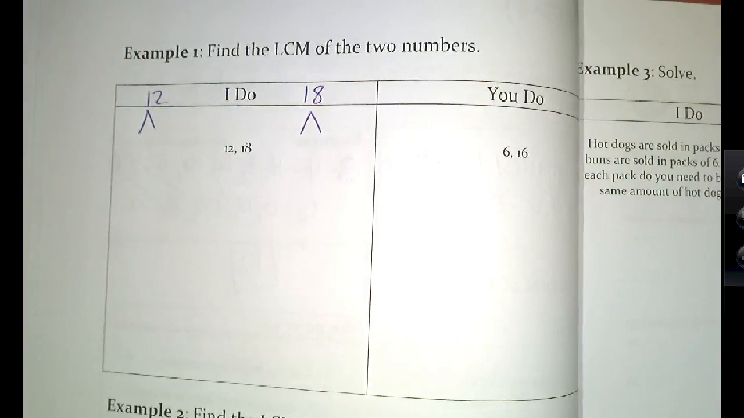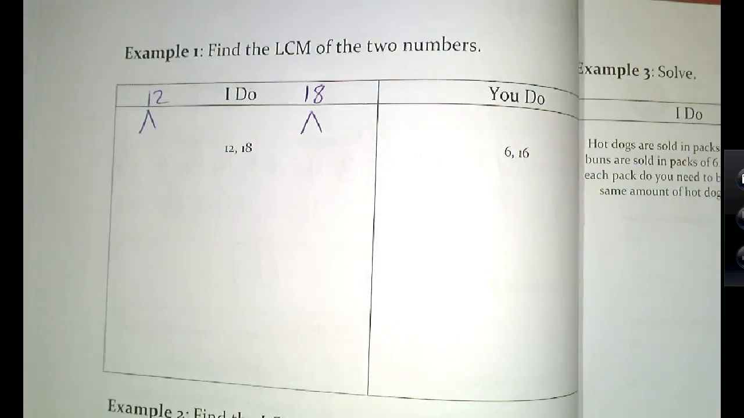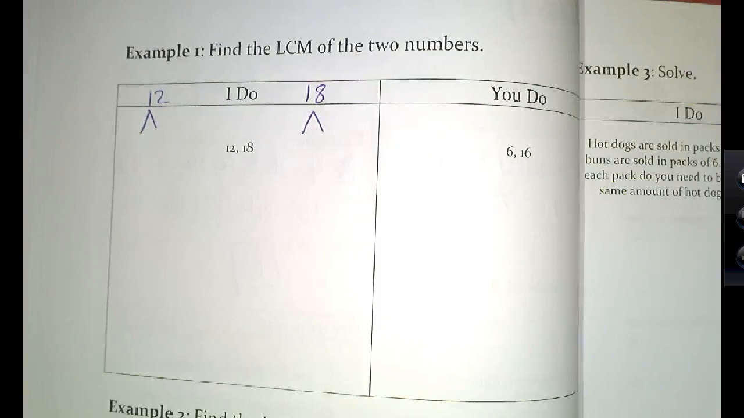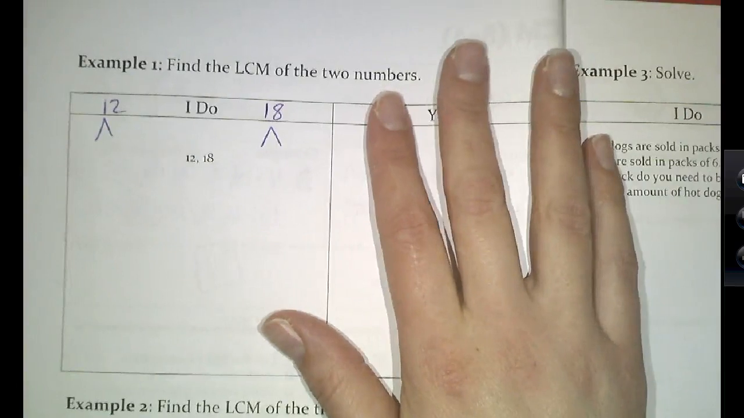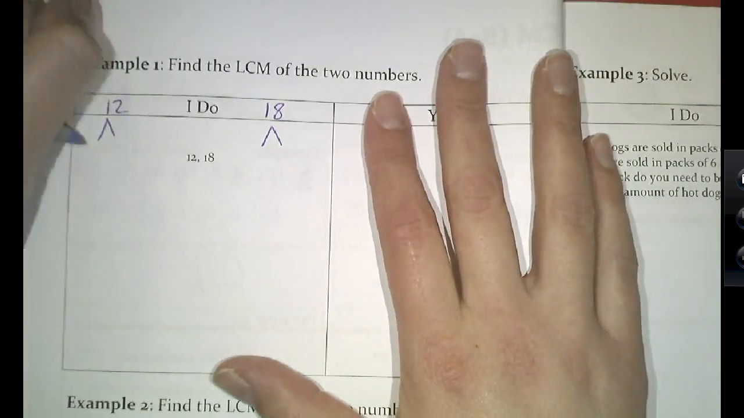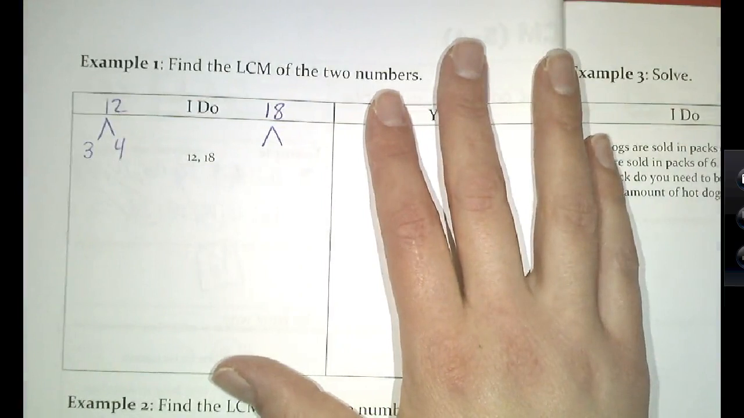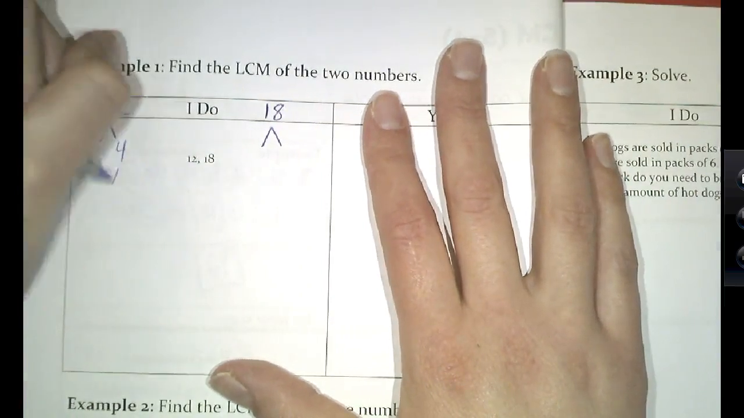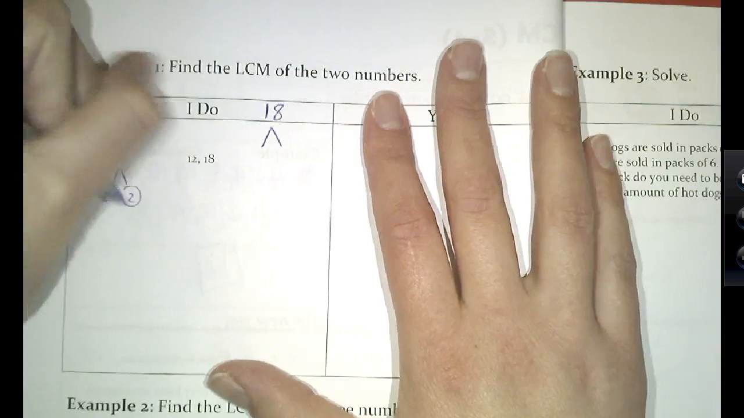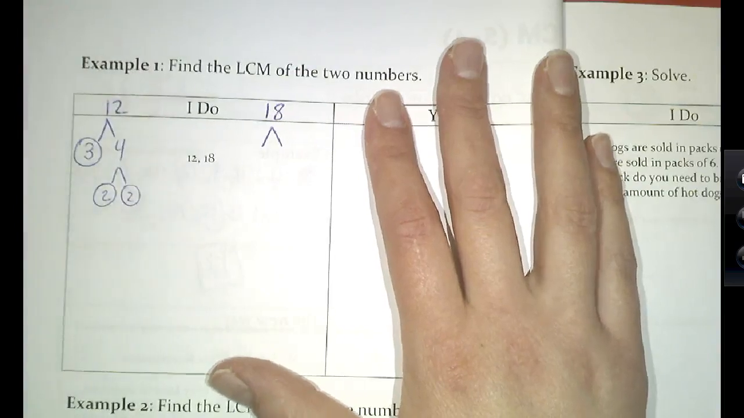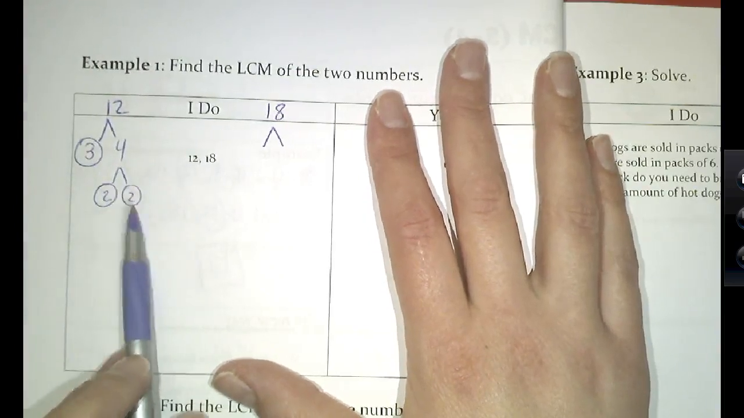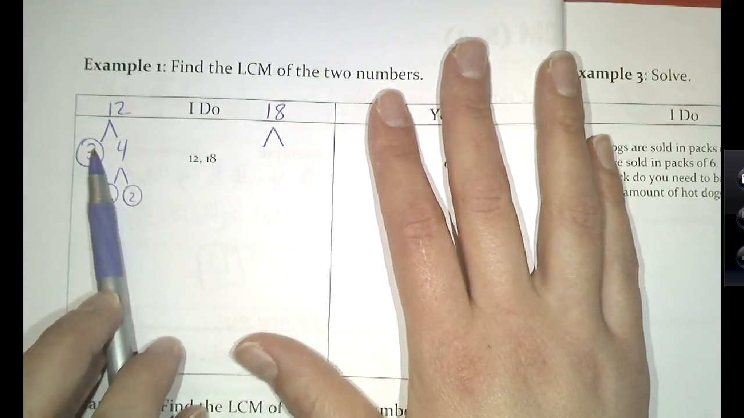So you're breaking down 12 and 18. What are you guys breaking the 12 into? 3 and 4, I like it. Oh, good, that would work too. You're still going to get the same answer as I. So when I broke down 12, I ended up with 2 times 2 times 3.